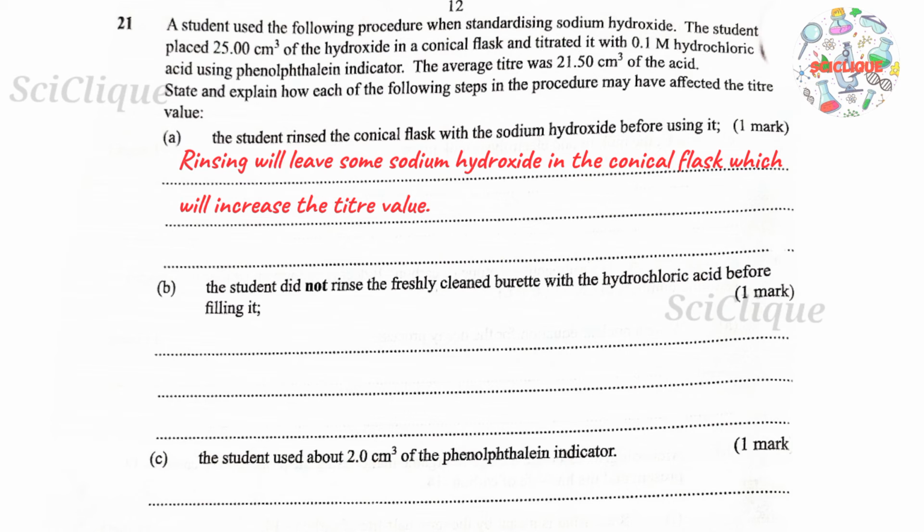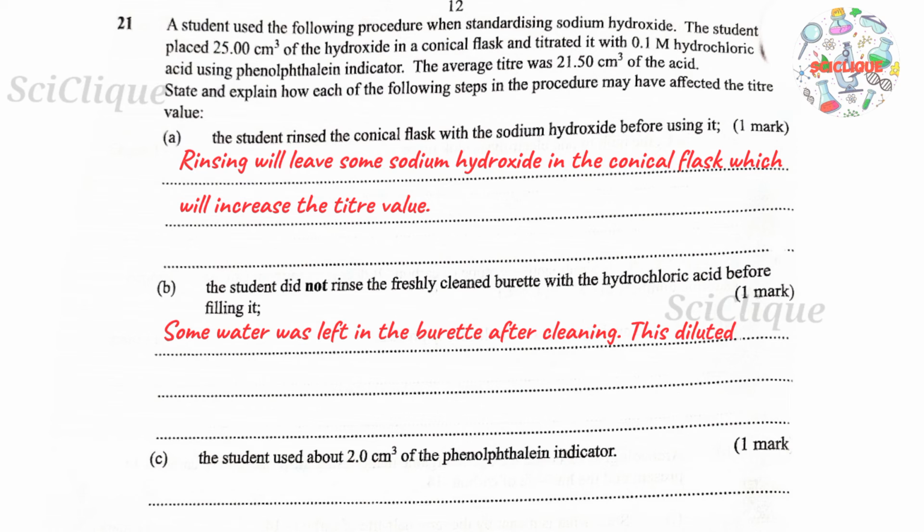Part B. The student did not rinse the freshly cleaned burette with the hydrochloric acid before filling it. So when you're using your burette, number one, you're supposed to clean it thoroughly with water, of course, and then you're supposed to rinse it a bit with the solution you're supposed to add. So what this student did was, he did not rinse with hydrochloric acid before using it. So some water was left in the burette after cleaning. This diluted the hydrochloric acid, increasing the titer value.